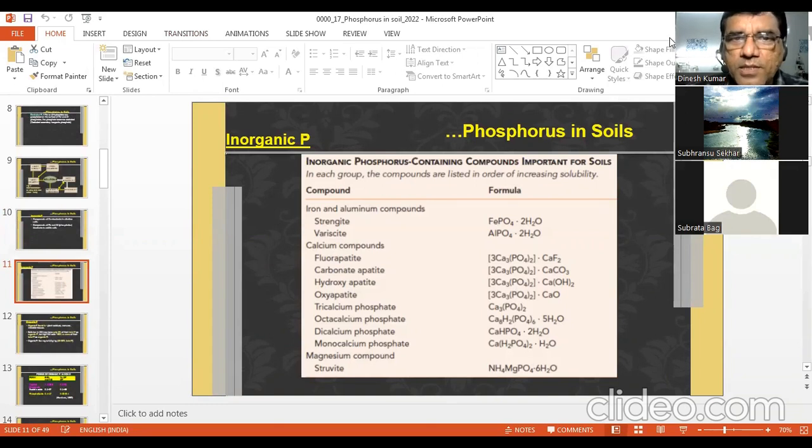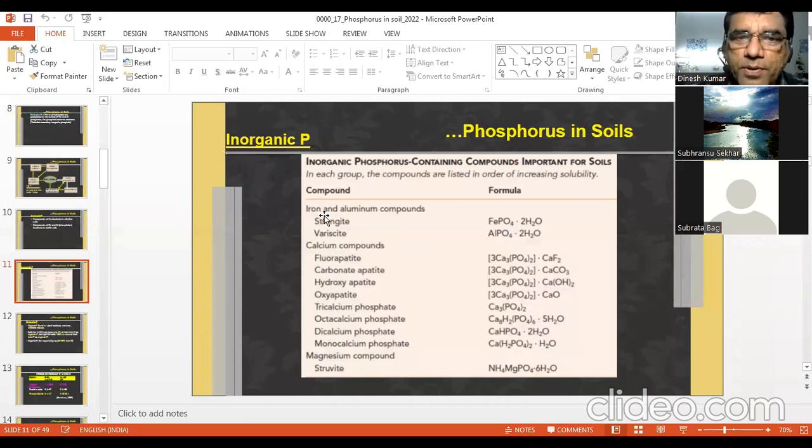So these are inorganic phosphorus-containing compounds important for soils. I just copied this from the Brady book. I suggest you repeatedly read about phosphorus from the Brady book, or also from Soil Fertility and Fertilizers, and you will find very interesting writing on the topic. Now you see in each group the compounds are listed in order of increasing solubility.